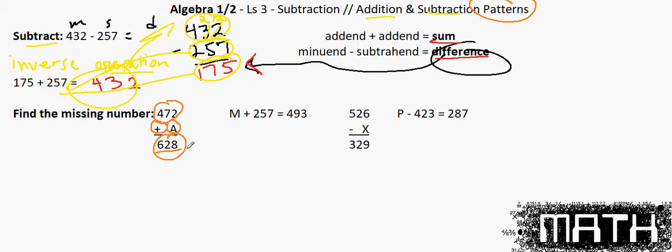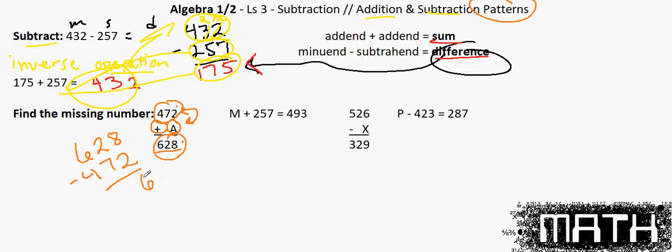The sum. In an addition problem, it's pretty simple because these can get turned around and it's still going to equal what we need it to. The missing number is an addend. So we find the difference between the sum and the other addend. We find by subtracting 628 and 472.